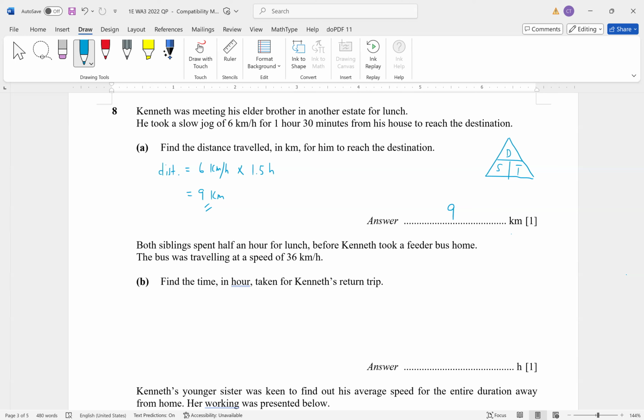Okay, so now they want us to find time. So time will be distance over speed, right? So we are not given any other info, so we will have to make that very big assumption. So distance is 9 kilometers, then divided by speed 36 kilometers per hour. Okay, so this will just simplify to 1/4 of an hour, or 0.25 hours. Okay, so both are acceptable. But I prefer to put it in decimal lah.